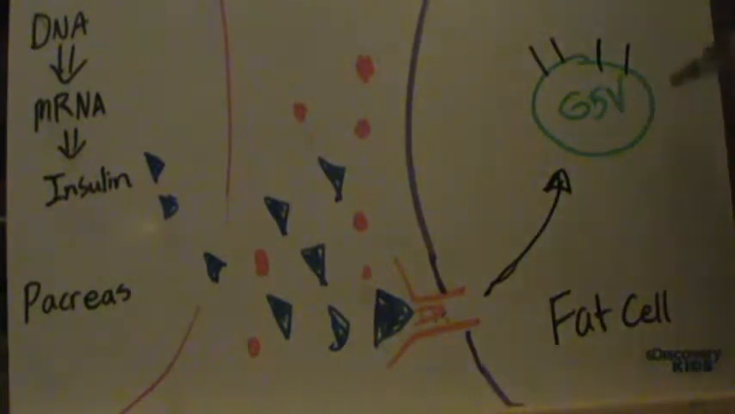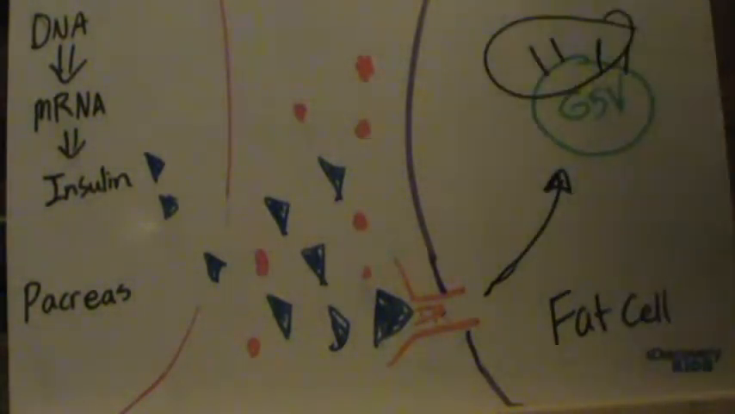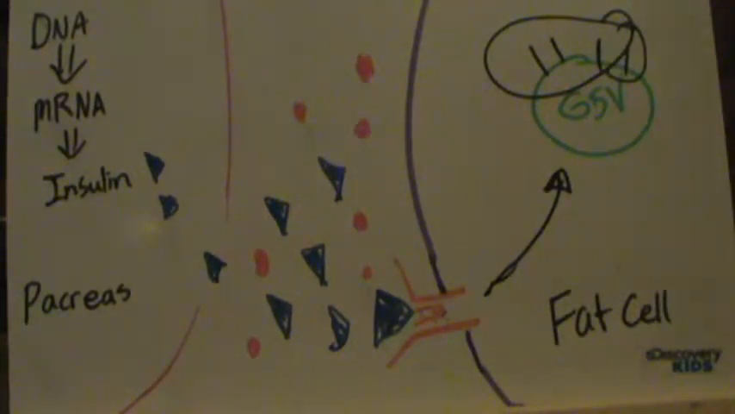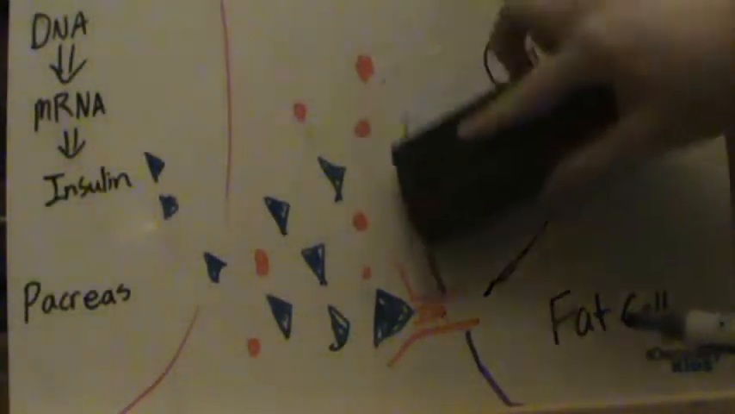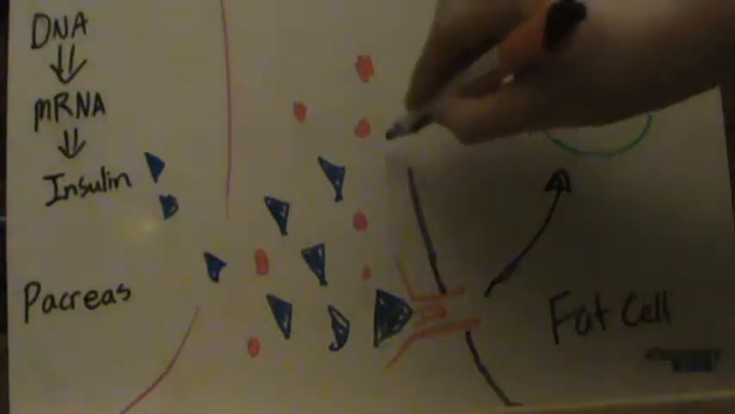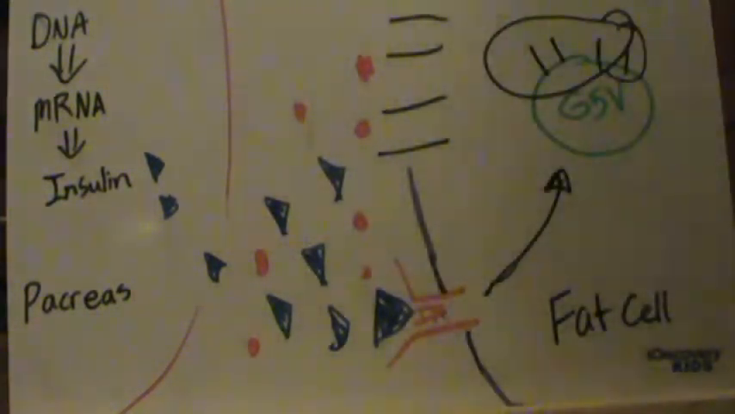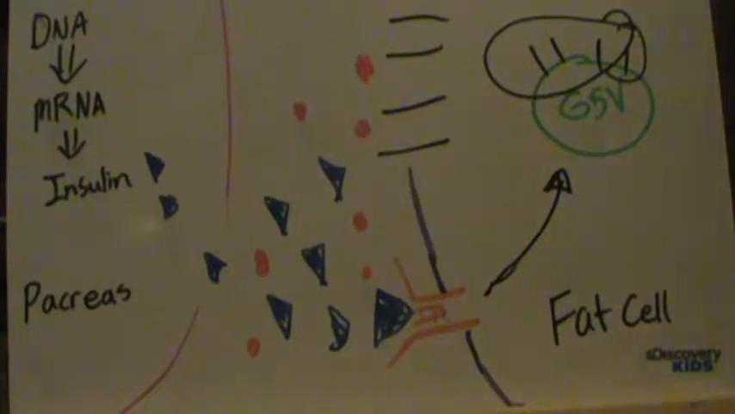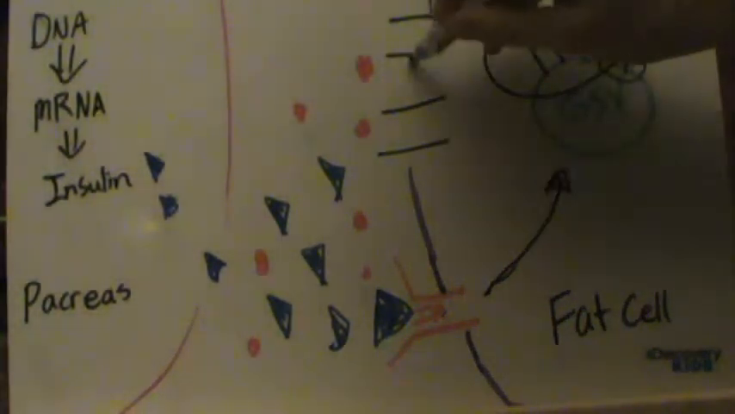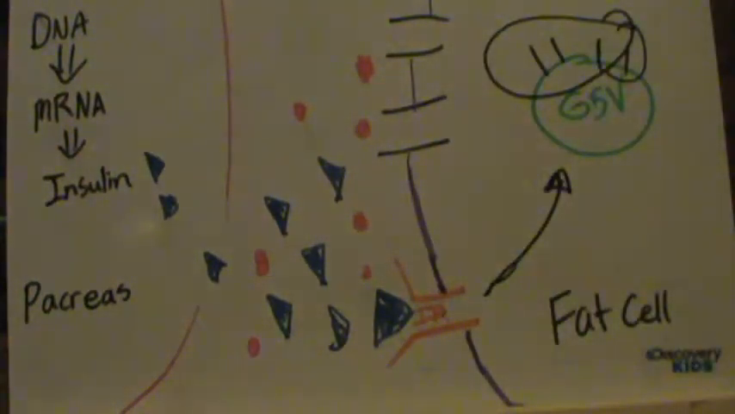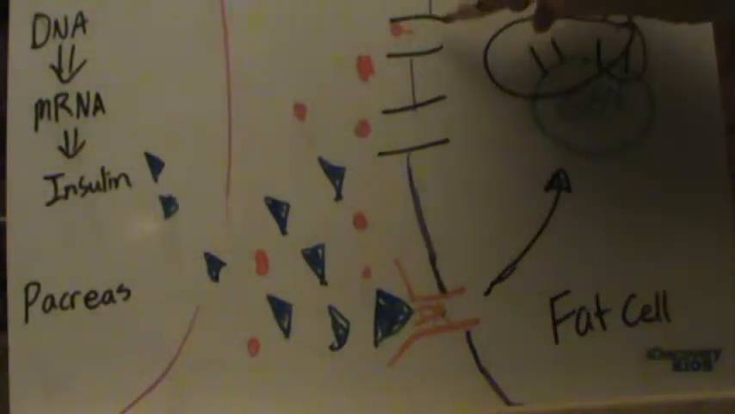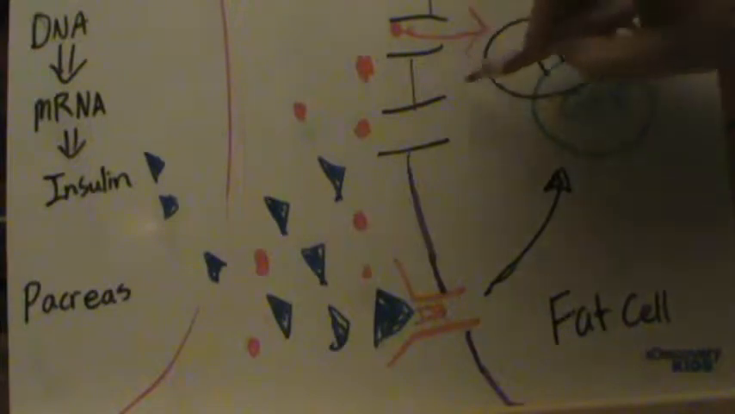The GSV has GLUT4 attached to it, and GLUT4 is also known as glucose receptors. Those glucose receptors are then released onto the cell membrane. After this happens, now the glucose can go into the cell membrane. It's like a little bridge. So the glucose is in.